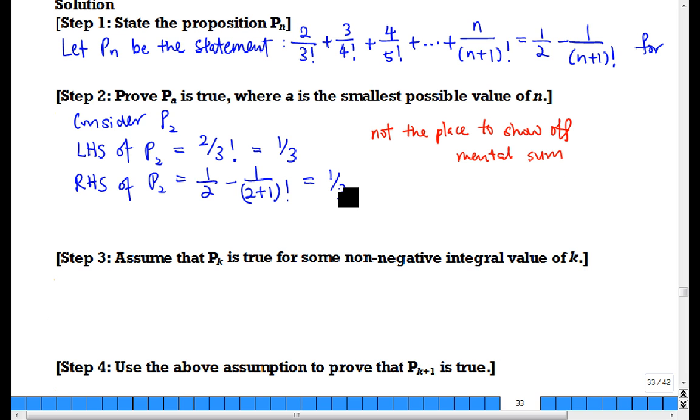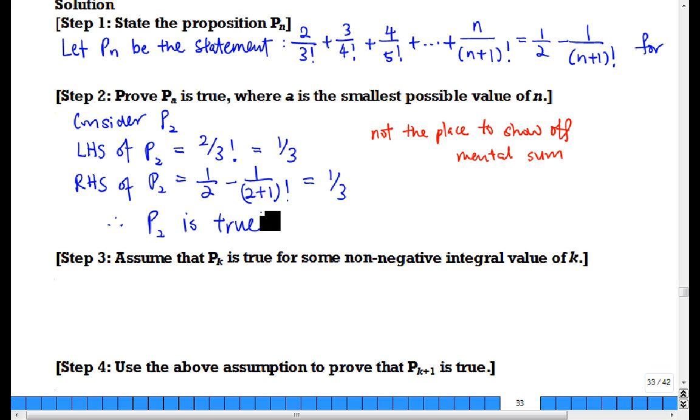Can? At the end of it, we conclude properly, can? That means left hand side, right hand side are equal. We conclude properly that we say, okay, therefore P2 is true. With no doubt, P2 is true.